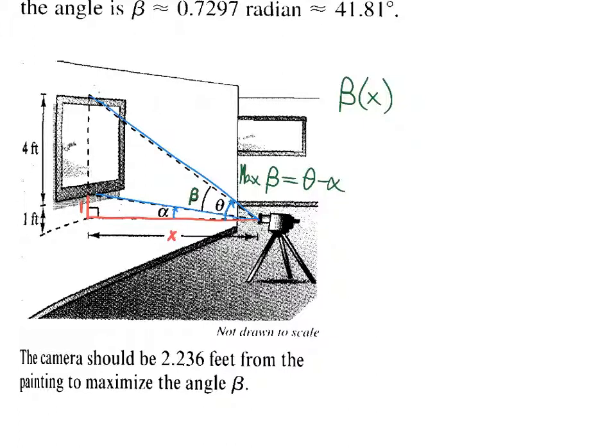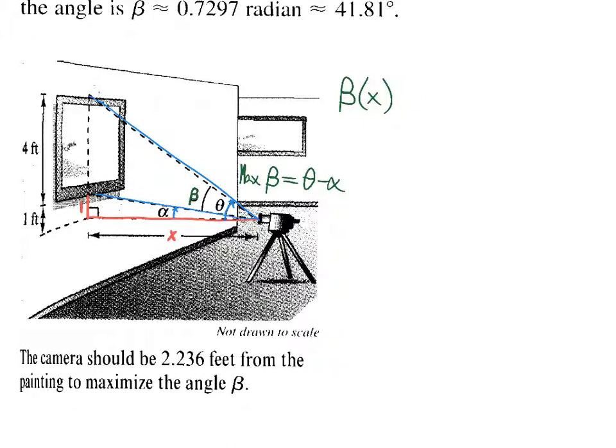So there is an alpha, and alpha is an angle. It should be an angle. Yeah, alpha is an angle, and beta is theta minus alpha. So the bigger the alpha is, the smaller our angle is, and we need to maximize our angle. So alpha needs to be at its smallest.